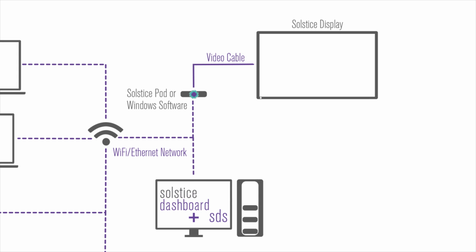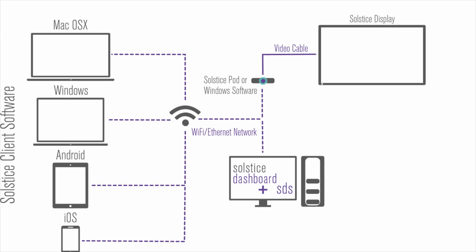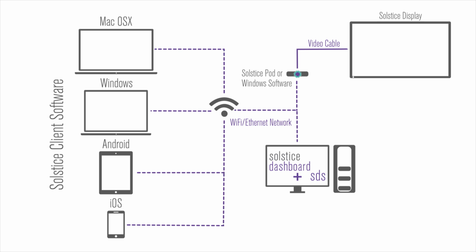This display will need to be connected via a video cable to a Solstice Pod or a Windows 7, 8, or 10 PC that is running the Solstice display software. The Pod or Windows PC is connected to the network. The Pod offers both wireless and wired network connectivity options.